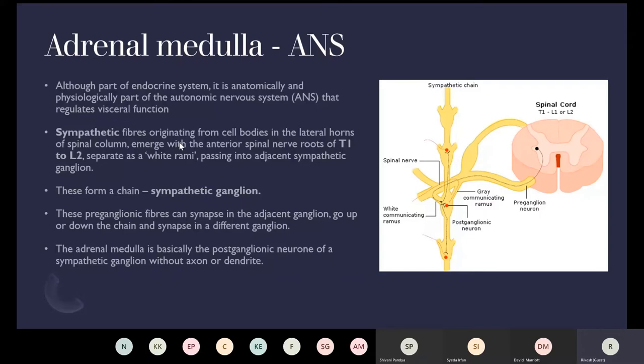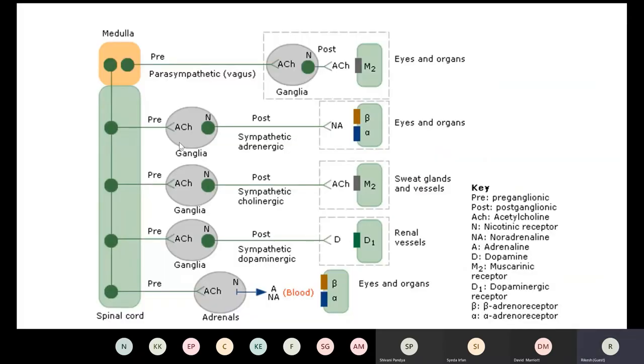These preganglionic fibers can synapse in an adjacent ganglion, or they can go up or down the chain and synapse in different ganglia. So basically, the adrenal medulla is the postganglionic neuron of a sympathetic ganglion without an axon or dendrite. I've seen that come up in a few questions, so just remember that little bit. This just shows that: at the bottom here, the adrenals and the postganglionic, instead of it being a neurotransmitter, it's the adrenaline and noradrenaline that work as a hormone in the blood.